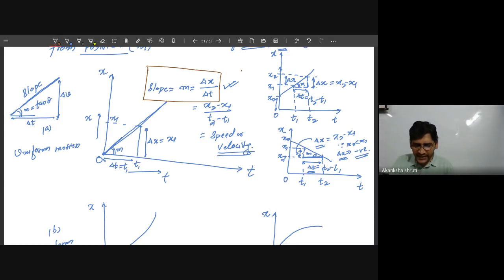Now this change in position gives the displacement. Change in time is the time interval. So it is the rate of change of displacement. That rate of change of displacement gives us what? The velocity. If this displacement is in only one direction, meaning no direction change, then it becomes like a speed. So it also gives the speed.